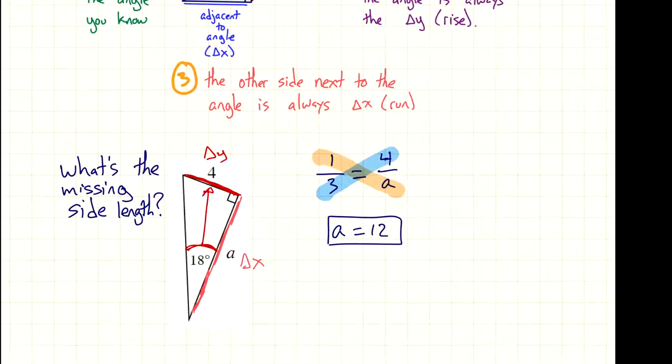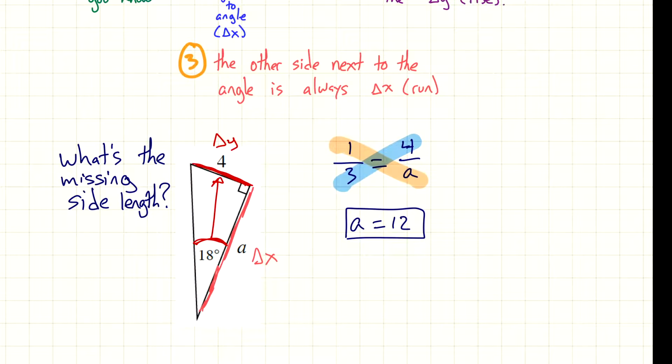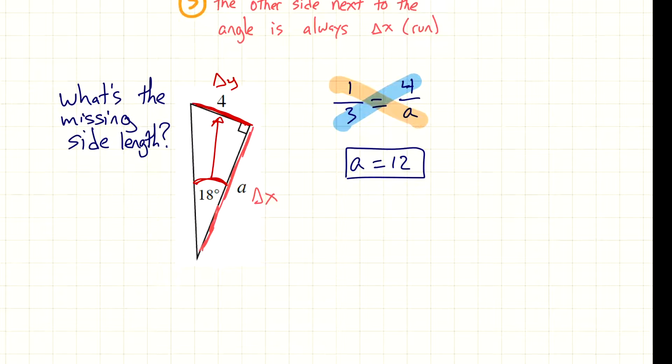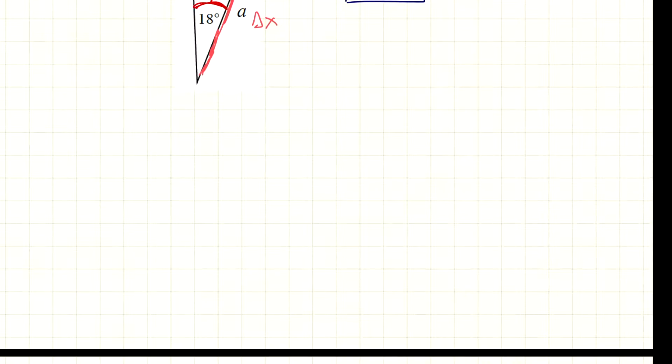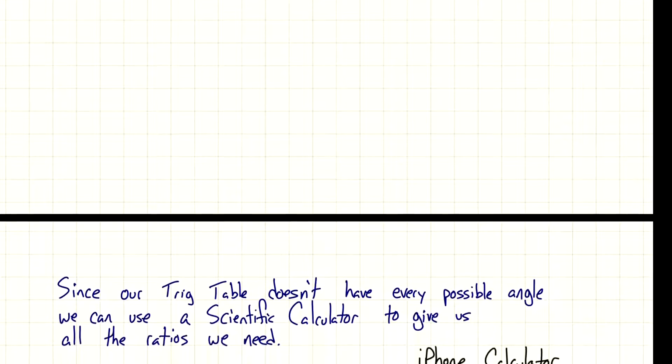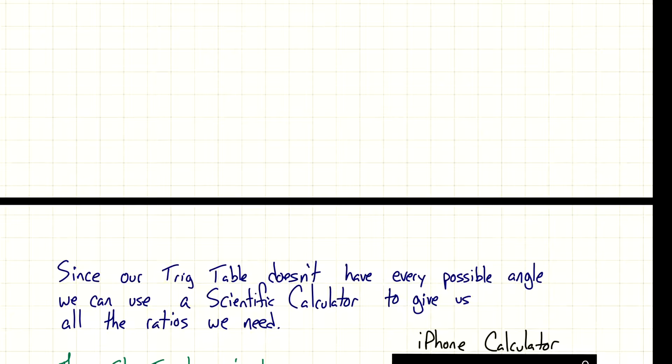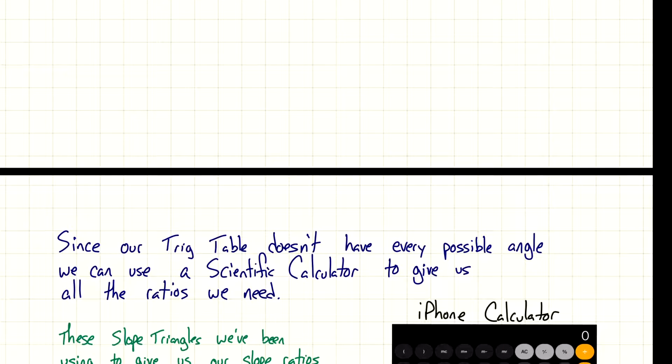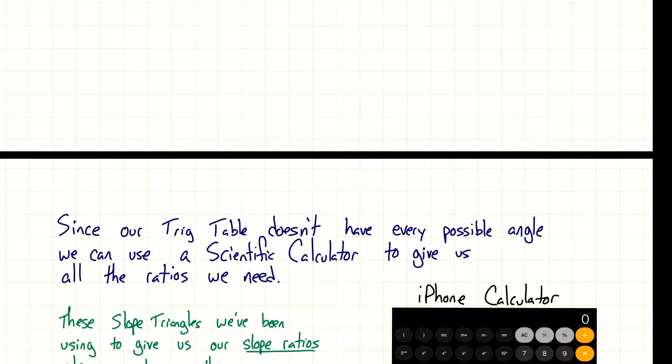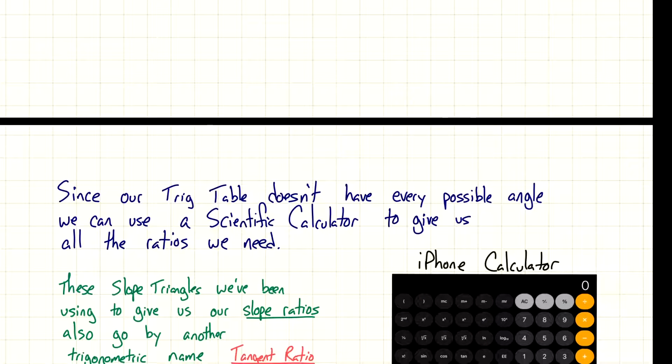All right, so that's kind of what we need to do. Like I mentioned earlier, this is nice when we have the proportions, the ratios, given to us in our trig table, but there's a lot missing. In order to deal with that issue, what's nice is we have calculators that will give us all the ratios we need.